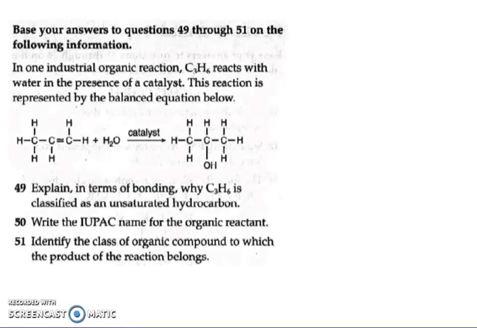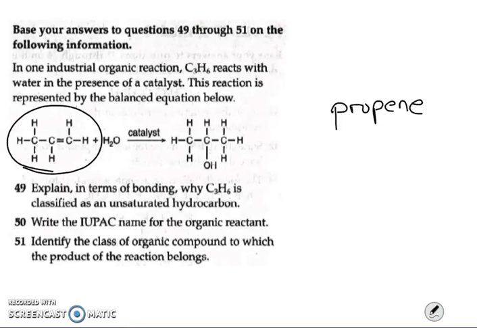50 says write the IUPAC name for the organic reactant. The organic reactant is the first part here. It has 3 carbons in it, so it's going to be prop. It has a double bond in it, so it's going to be ene. So that organic reactant is called propene. And 51 says identify the class of organic compounds to which the product belongs. Because it has this OH right here, it falls into the class of an alcohol. Alcohols have the OH. And that's it. We're done.